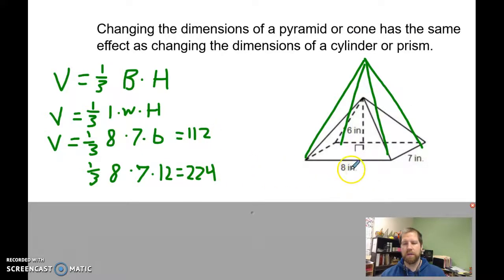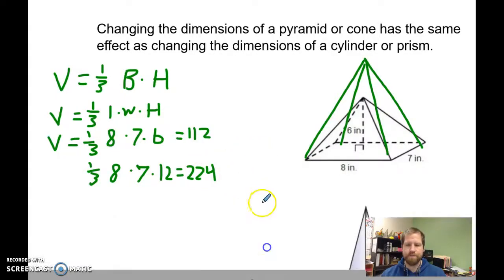So doubling or tripling any one side will have the effect of doubling or tripling the whole volume. If we double one side and then double another side, it'll double and then double again, or triple and triple again. So it has a direct correlation, a direct effect on the volume.